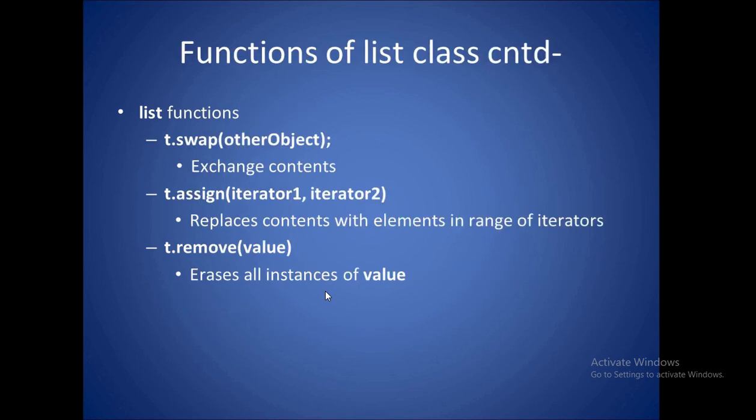Next list functions: t dot swap with the other object exchanges the contents of these two lists. The first list is t and the other list is passed in place of the other object. t dot assign iterator 1 comma iterator 2 replaces contents with elements in the range of the iterators. So we are replacing the contents in the range iterator 1 and iterator 2; these are the two iterator values. t dot remove value erases all the instances of that value. Like that, clear removes all the values in that list.